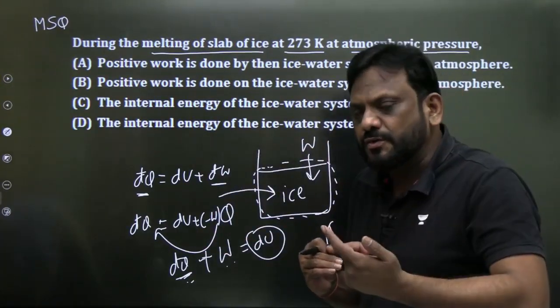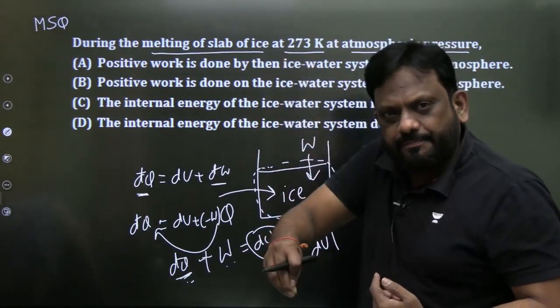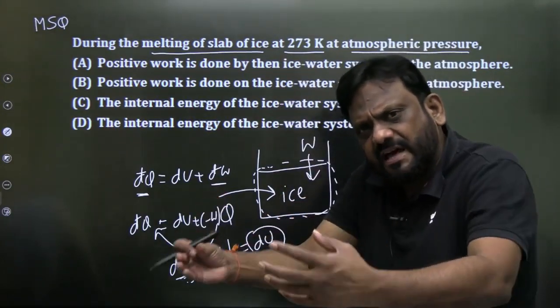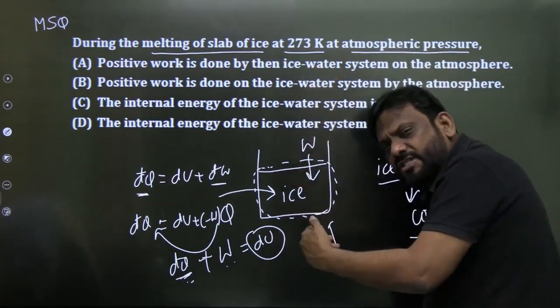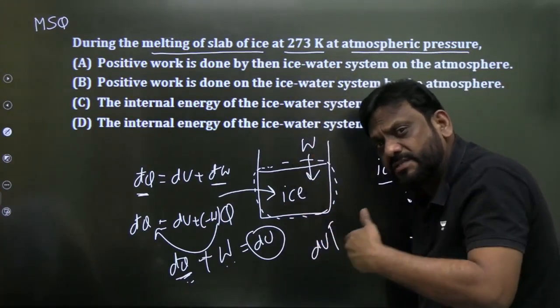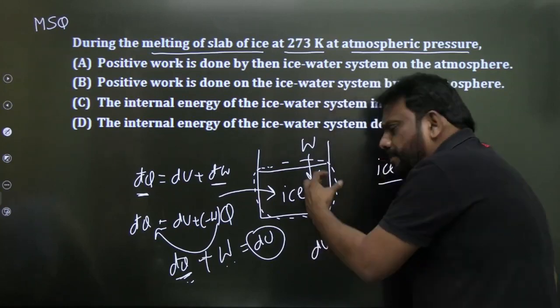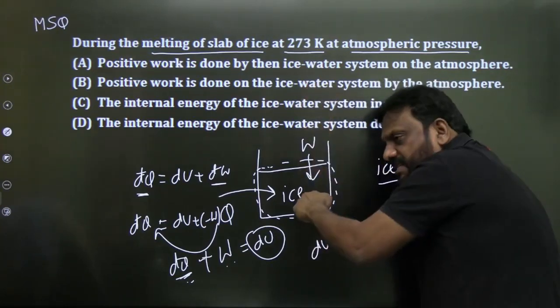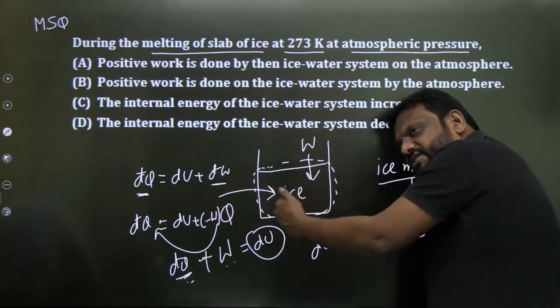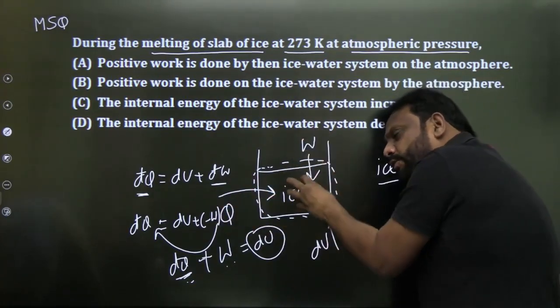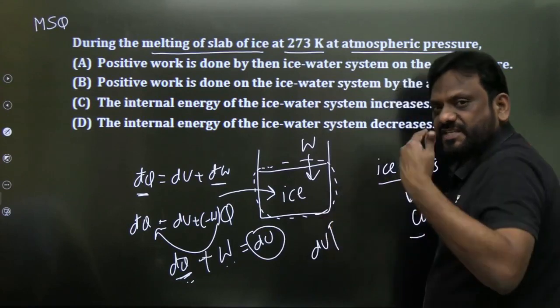So heat supply is positive and work is done on the system. Both energy interactions are added to the system. Definitely when work is done on the system, because it is contracting, when it melts, it contracts, the volume is decreasing. So work is done on the system. Therefore energy is transferred to the system. Heat is supplied to the system. That's why it is melting. So both are added to the system. That's why the internal energy increases.